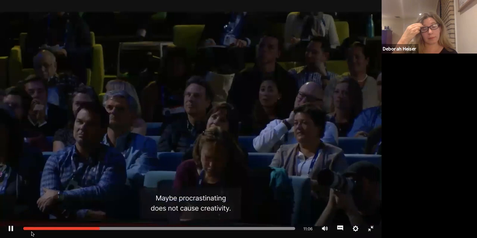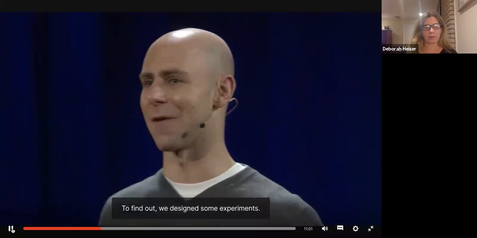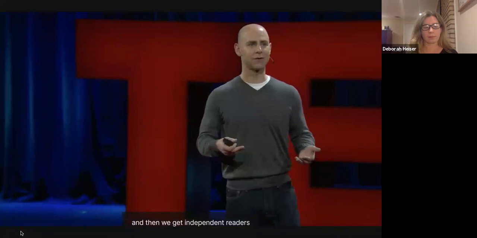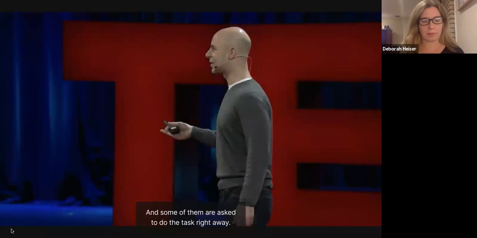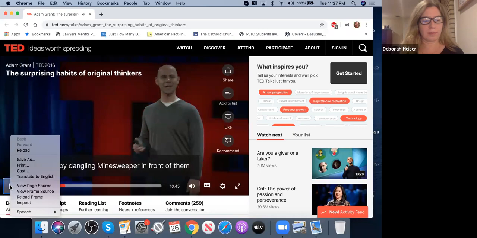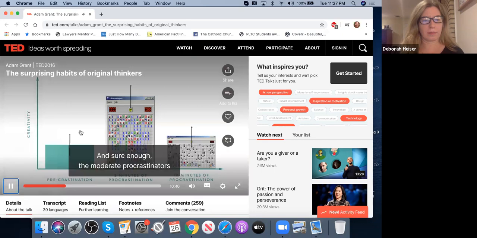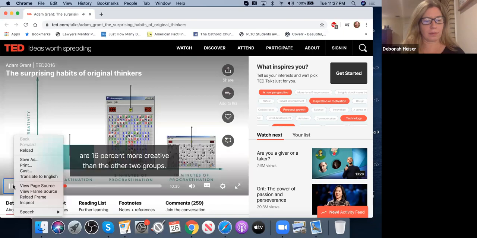To find out, we designed some experiments. We asked people to generate new business ideas. And then we get independent raters to evaluate how creative and useful they are. Some of them are asked to do the task right away. Others we randomly assign to procrastinate by dangling Minesweeper in front of them for either 5 or 10 minutes. And sure enough, the moderate procrastinators are 16% more creative than the other two groups. Now, Minesweeper is awesome, but it's not the driver of the effect.